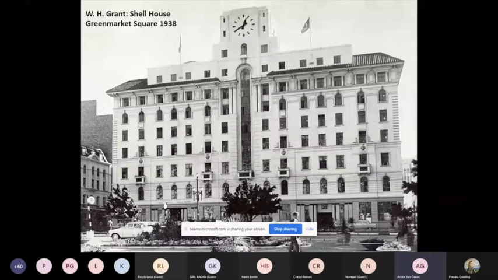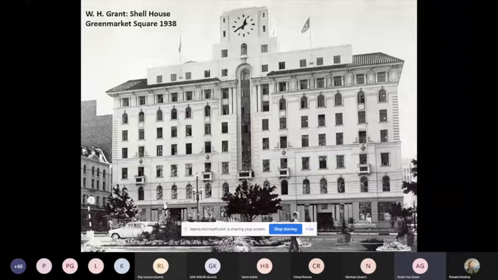This is a building done, of course, in the late 30s and by Grant. This is a building which Grant started in the 1920s. It's in Greenmarket Square, on the square as you might know today. The right-hand side was the original building as it first started, and it grew southwards. So the building was then extended to the south, just to the left-hand side of the slide.